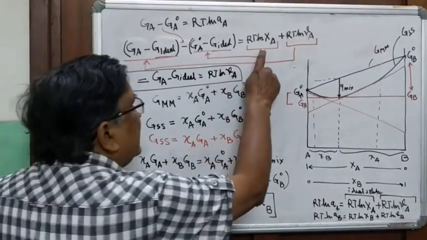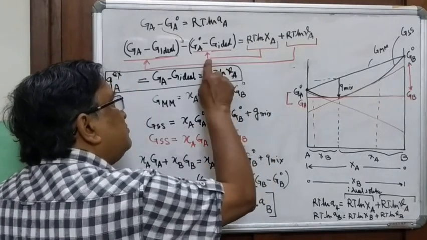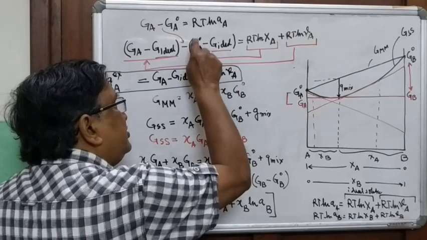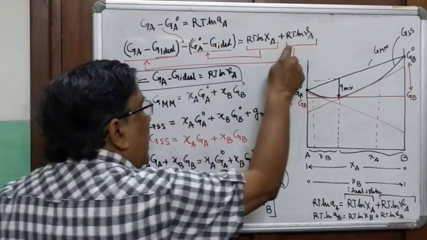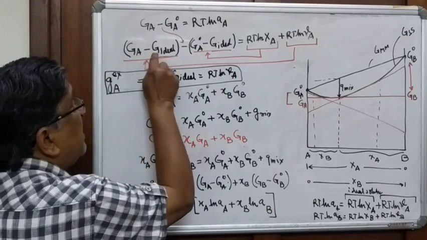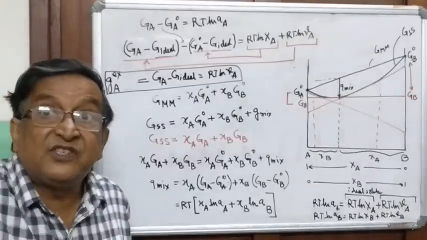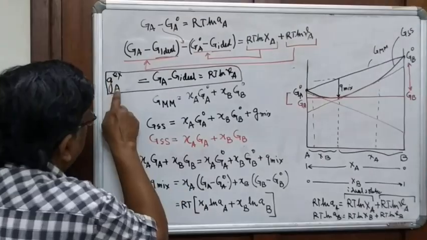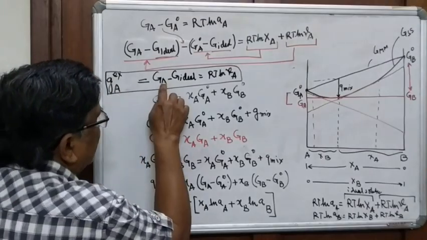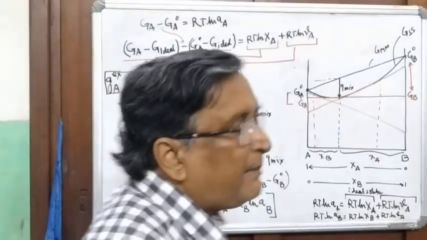So you have RT ln XA. This is the ideal mixing component, and that is why you have GA minus GA0 minus G ideal. And this gamma term is GA minus G ideal, the excess mixing term. G excess mixing of A is equal to GA minus G ideal, which is equal to RT ln gamma A.